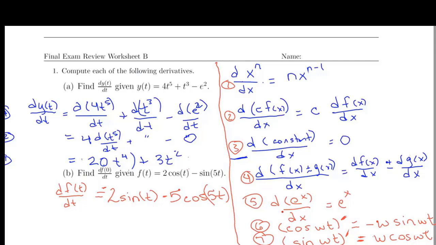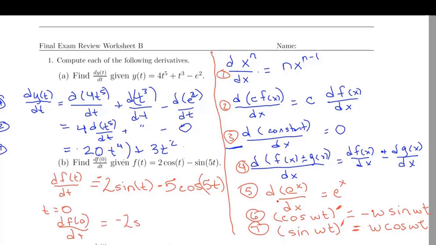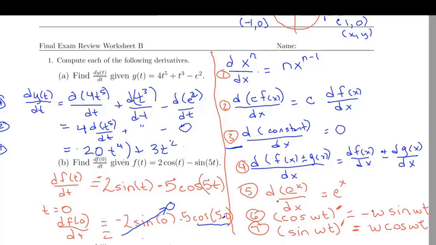Now it's asking me for the derivative of f at 0, which means I want to say t equals 0. That's what df of 0 dt means. I have negative 2 times the sine of 0 minus 5 times the cosine of 5 times 0. Negative 2 times sine of 0 is 0, so that's gone. And what's the cosine of 0? 1, times negative 5. So the answer is negative 5.